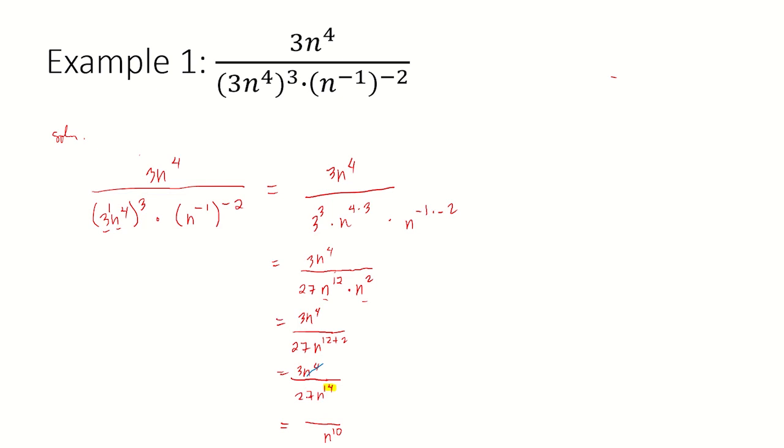Dito naman sa ating 3 at saka 27, yung 27 kasi natin, pwede natin siyang isulat as 9 times 3. So we can cancel out already the 3 in the numerator and denominator. So ano yung matitira? Meron tayong 9 sa denominator. Sa numerator naman, walang natira. So that's why it's just 1. So yung tamang sagot is 1 over 9n to the power of 10.